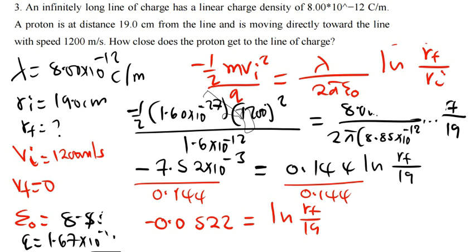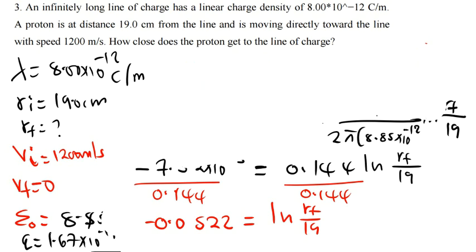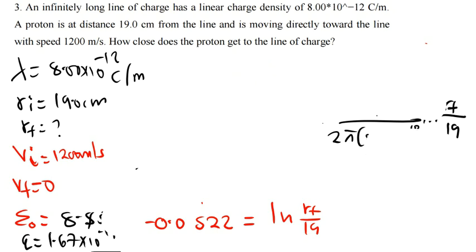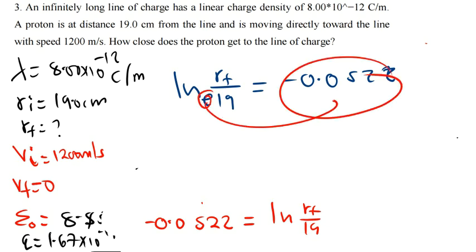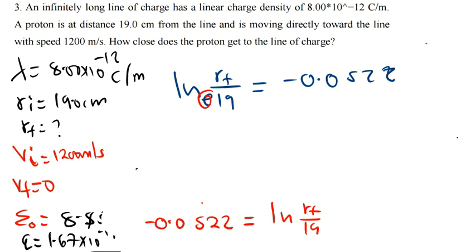One thing we should understand when we're talking about ln, the natural log, is that it is always in base e. So we have ln of RF over 19 equal to negative 0.0522. We can now change this from log to exponential. So e raised to the power of what we have here should be equal to what we have here. Or you can just take e on both sides, this and this will cancel, then you're going to have R final divided by 19 equal to that.